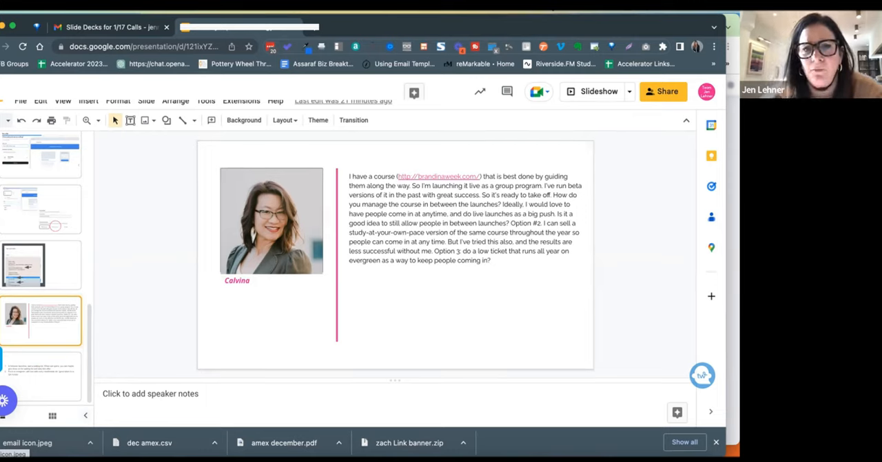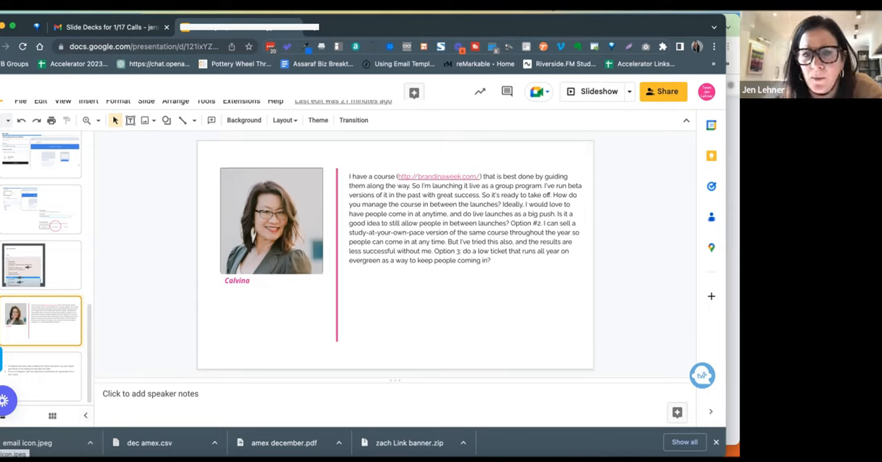Ideally, I would love to have people come in at any time and do live launches as a big push. Is it a good idea to still allow people in between launches? Or option number two, I can sell a study at your own pace version of the same course throughout the year so that people could come in at any time. But I've tried this also and the results are less successful without me.